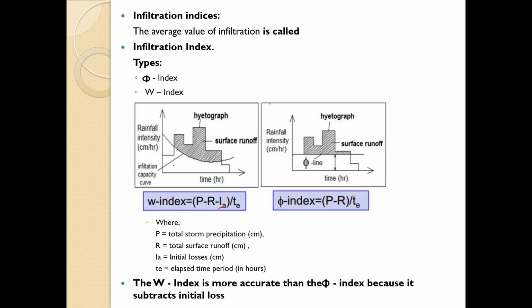So here you can see the infiltration capacity curve. This is the phi line over here, and these are the hydrographs. These are nothing but the hydrographs, and this curve has been shown over here.